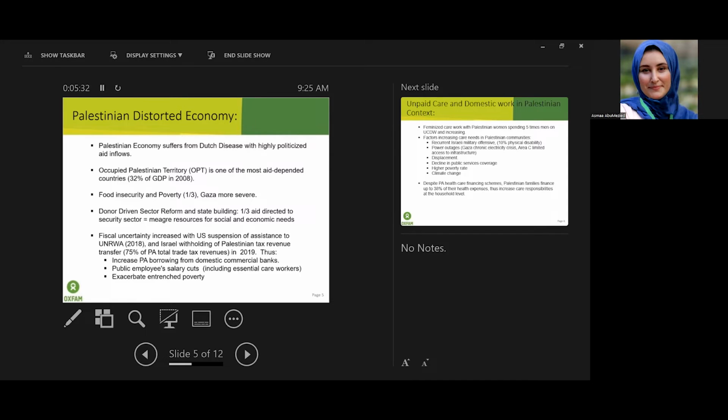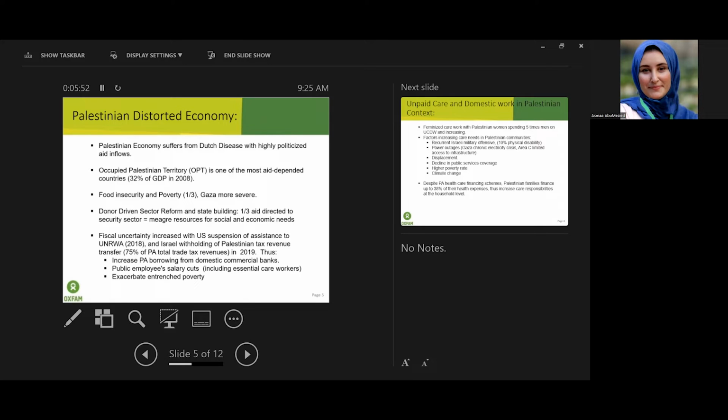About 1/3 of the aid was directed to the security sector. Now that goes for paying salaries for the employees in the security sector, and that affects the amount of funds and budgets that go into addressing social and economic needs.